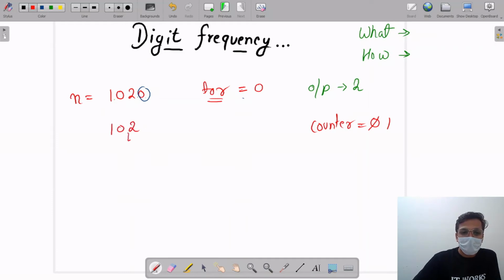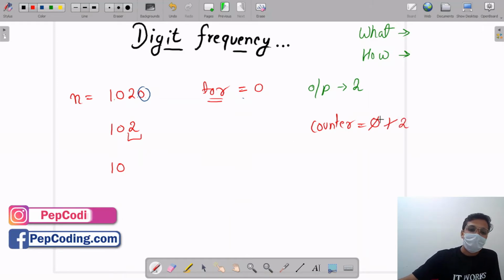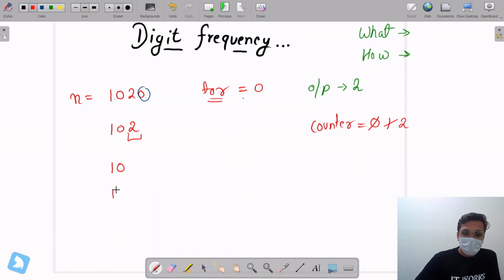Again we compare this last digit with the target. The value of the target and this last digit are not the same, so we are not going to increment our counter. Now when we remove this last digit, our new number is going to be 10. When we compare this last digit with the target, our counter is incremented by 1 because these two values are the same. When we remove this last digit, our new number is going to be 1. When we compare it with our target, these two are not similar, so we are not going to increment our counter.